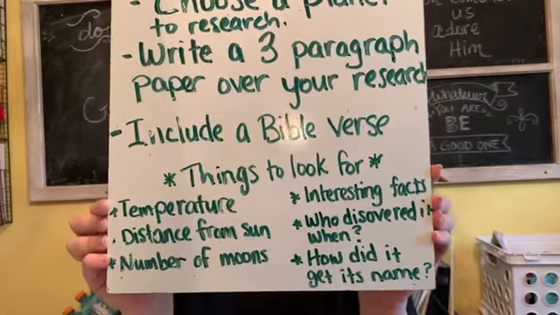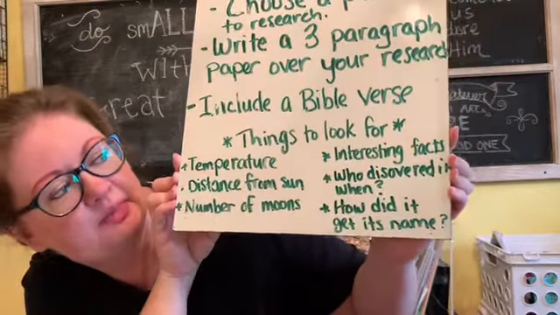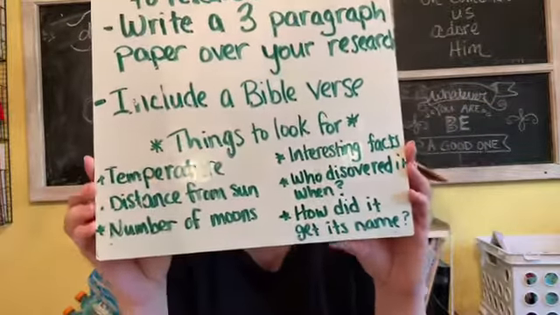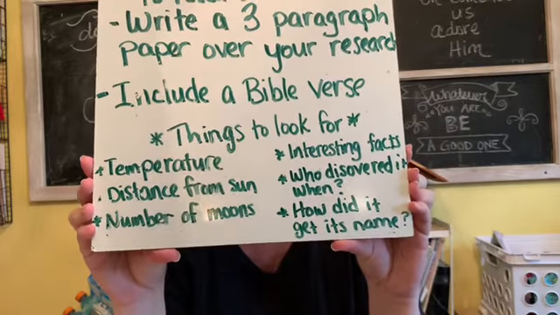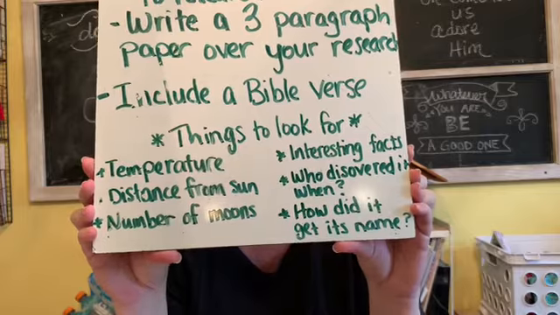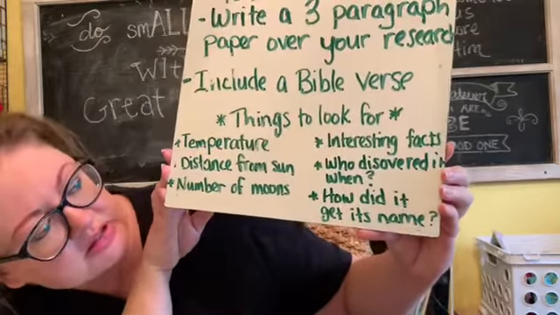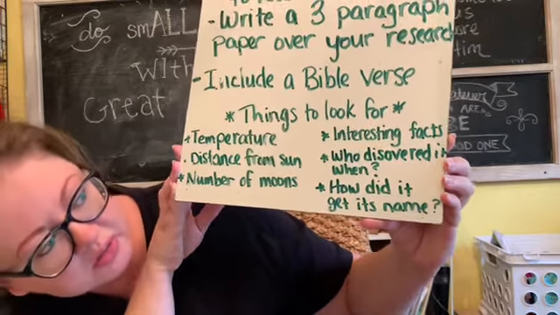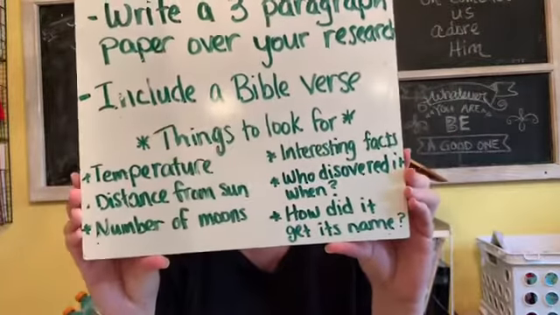Now, at the bottom of our board, I put just some ideas of things to look for when you are doing your research. The temperature on your planet, okay, that would be interesting to know. Distance from the sun, number of moons, distance from Earth. We said all that. Interesting facts.